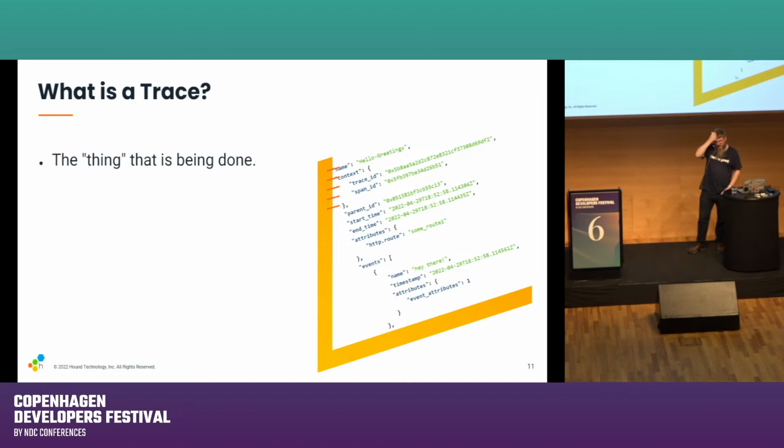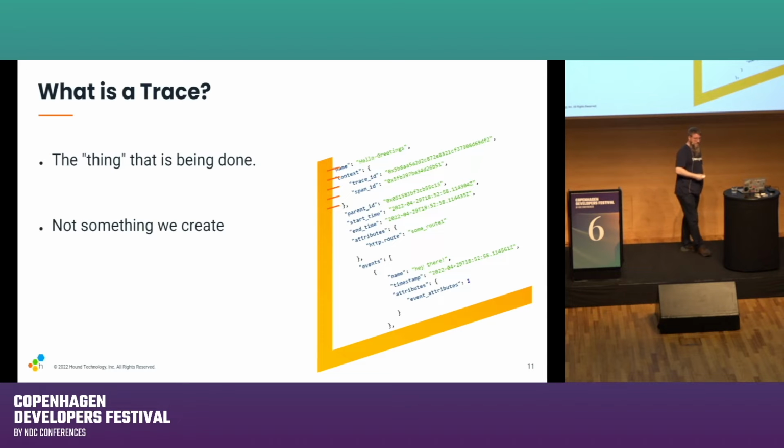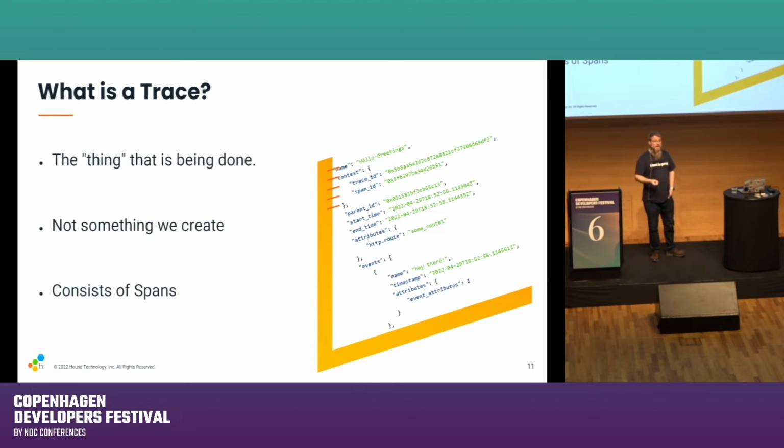So what's a trace? We're talking about tracing first, because that's where I believe everybody should be moving towards. OpenTelemetry is not just tracing, but tracing is the primary signal that you get value from. So trace is a thing that is being done. It's not something we create. It's not something where we go, create trace. What we do is we create a span. And a span has a trace ID, and that is how we build up a trace. Because all the spans with the same trace ID are a trace together. But a trace itself isn't something that we create.